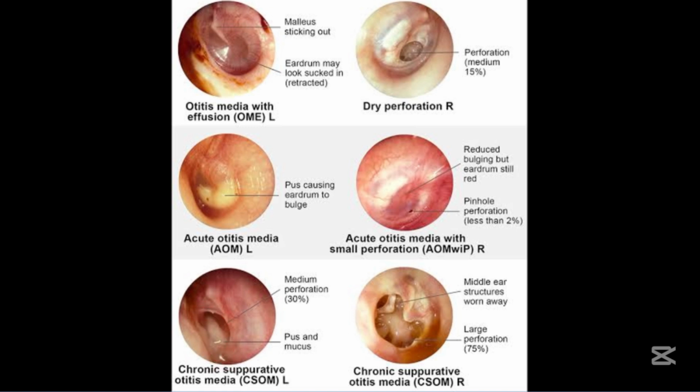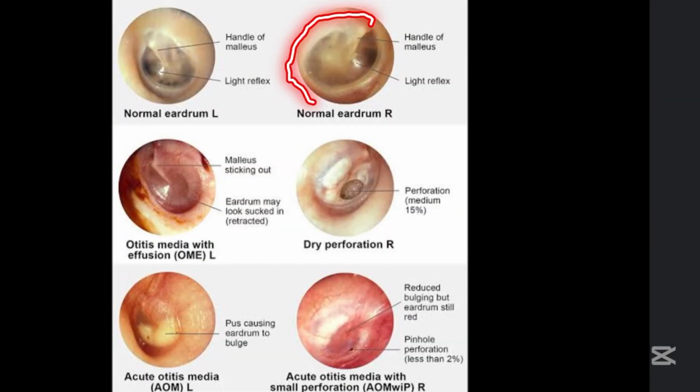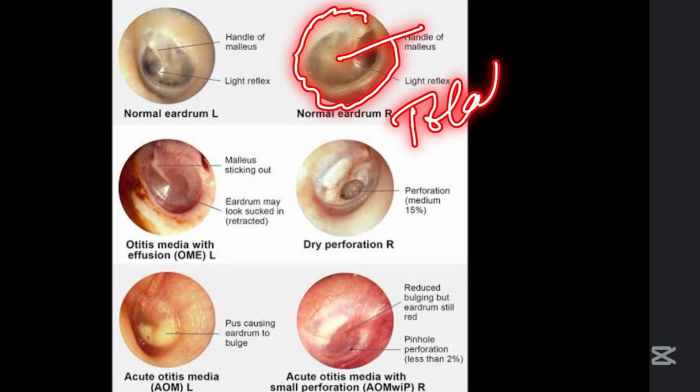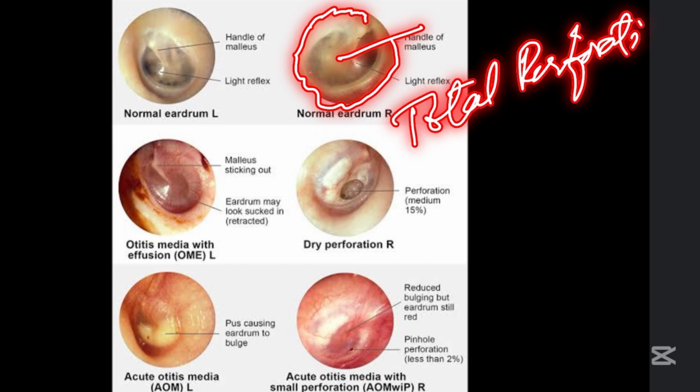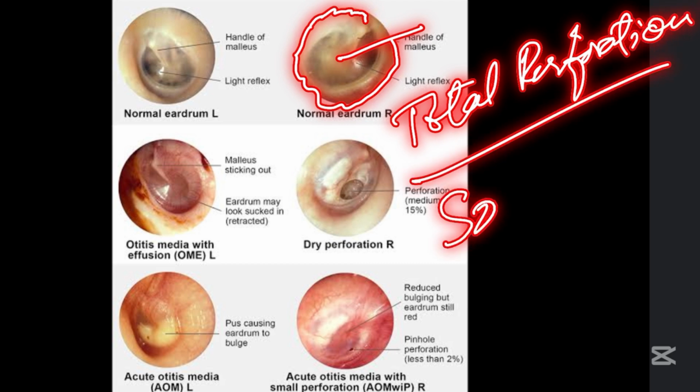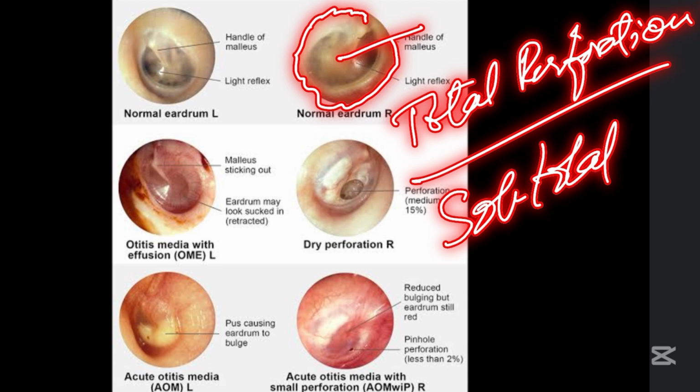Now we can also come across a total perforation. In total perforation, this type involves a very large tear in the eardrum, leaving minimal membrane. Only a little part of the membrane is left. And there can also be a subtotal perforation, total and subtotal perforations.